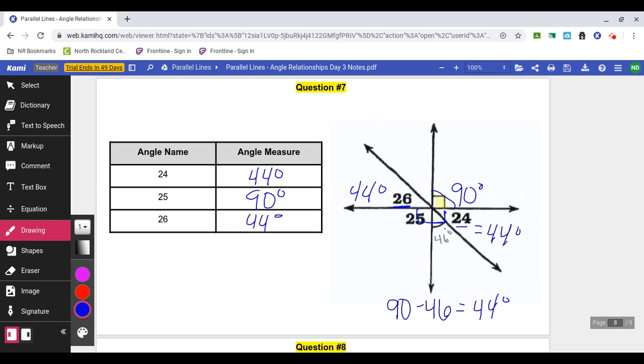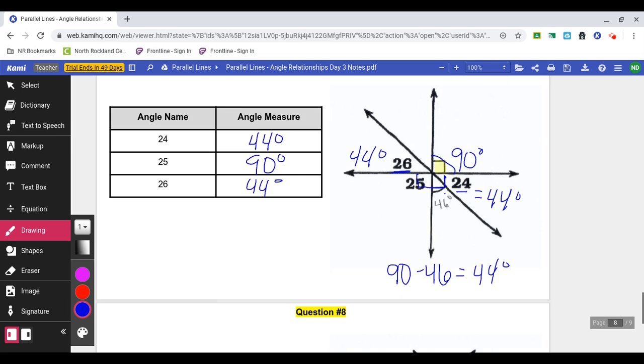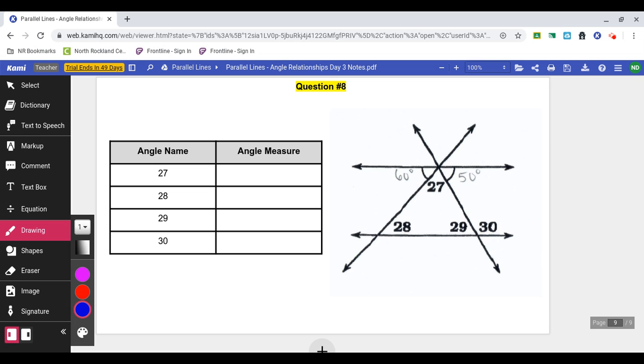Okay, sometimes we're just going to look at these diagrams just a little bit differently than what we're used to. It helps, like, turning your screen a little bit so that you can see what your alternate interiors, what your correspondings, and so on and so forth. All right, we're going to do one more together.